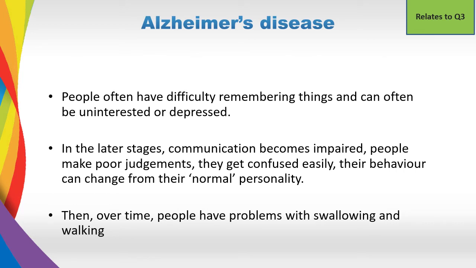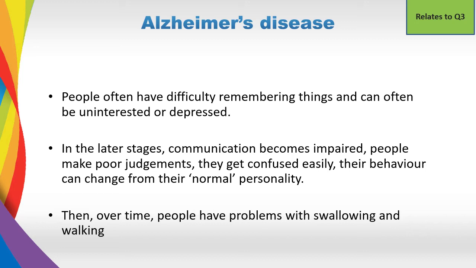With Alzheimer's disease, people often have difficulty remembering things, but they can also become quite uninterested and quite depressed. In the later stages, communication becomes more tricky, people can make poor judgments. When we say poor judgments, it may be that they are perhaps not taking care of their own health and safety, like crossing the road without looking or pressing the button or going to the zebra crossing, etc. Or they may go outside in winter without wearing a coat or a jacket or a cardigan even.